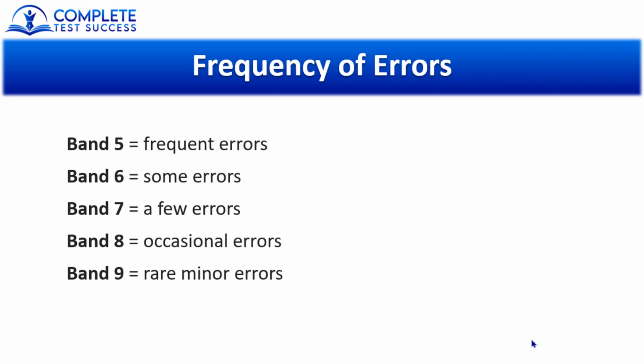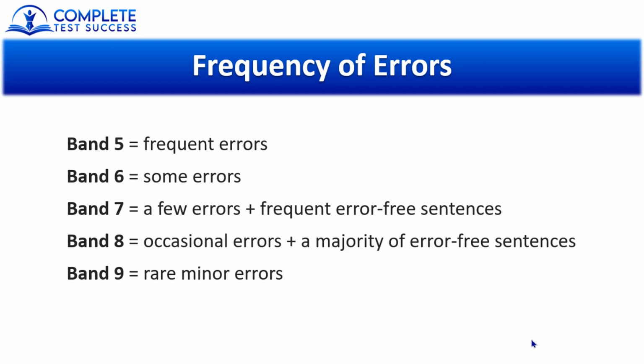So for a band 7, you can have a few errors, but you also need to have frequent error-free sentences. And for a band 8, you can have occasional errors, but you also need to have a majority of error-free sentences. Band 9 is a little bit different. You're also expected to have a majority of error-free sentences. So it's okay to have rare errors, but it's not okay to make the same type of grammar mistake repeatedly.